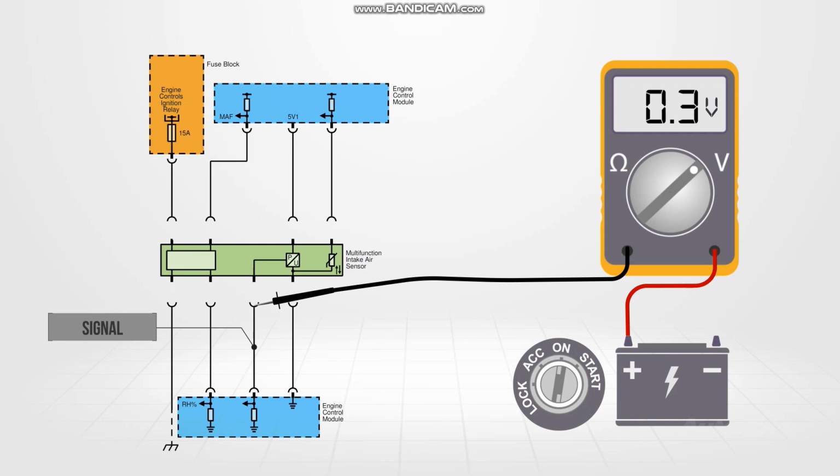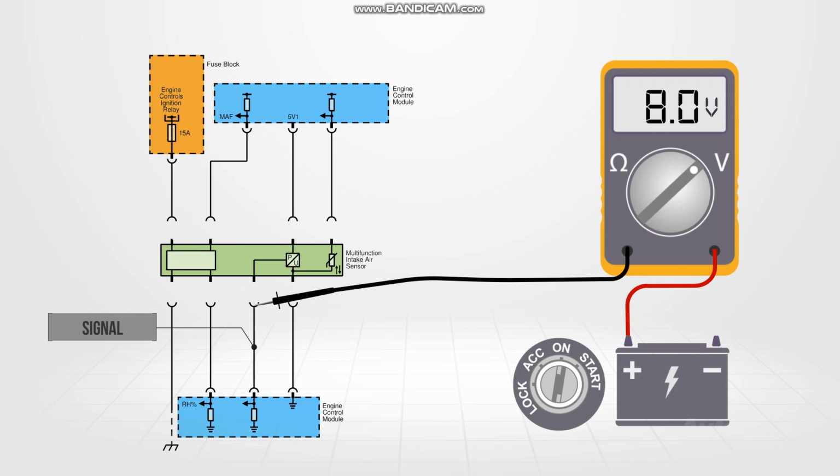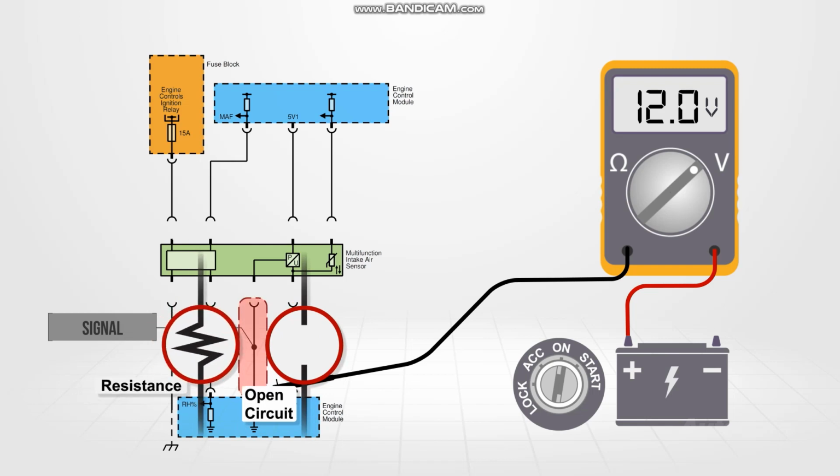If the meter returned a reading of 0 or substantially less than battery voltage, there may be an open or excess resistance within the signal circuit. Move the black lead to the ECM while watching the meter. If the display now shows battery voltage, this confirms an open or excess resistance in the harness.